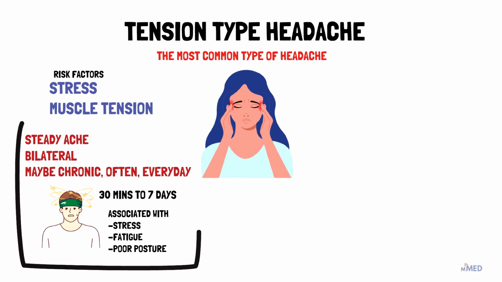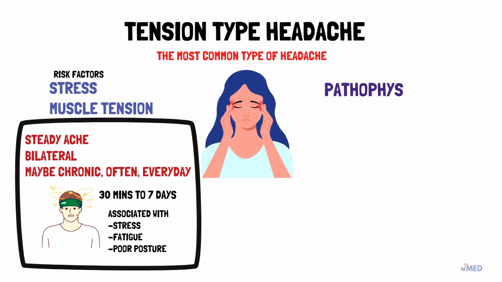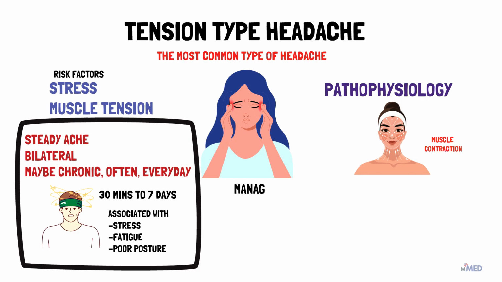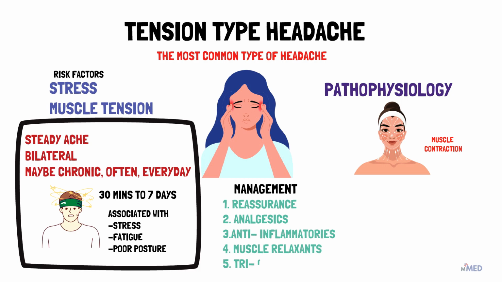Tension headaches are thought to be caused by the contraction of the muscles of the head and neck, which may be triggered by psychological or physical factors. Tension headaches are managed with reassurance, analgesics, anti-inflammatories, muscle relaxants, and tricyclic antidepressants. That is it about primary headaches.